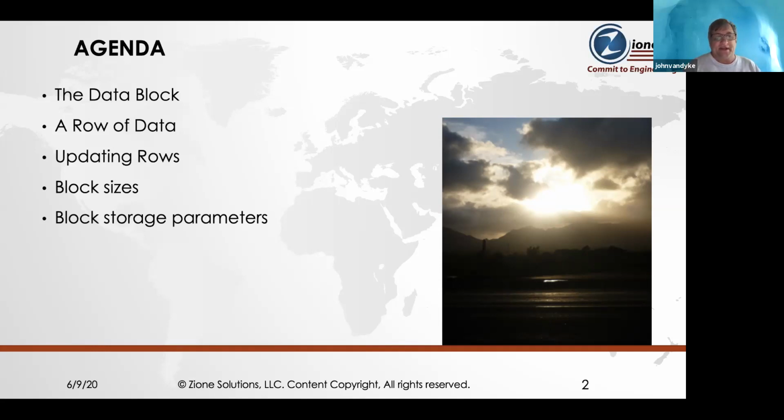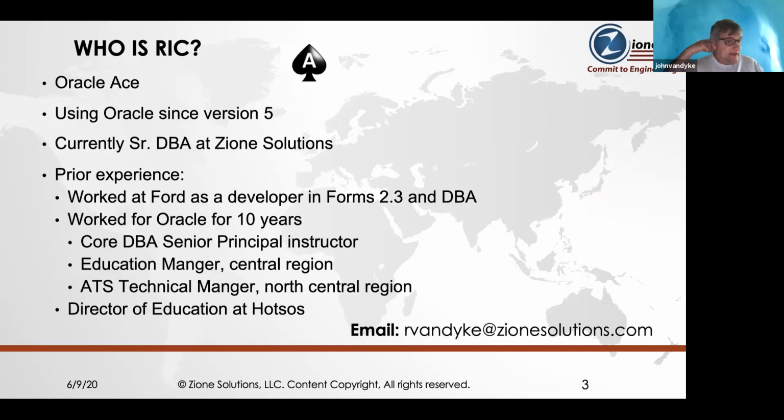So we'll talk about the data block. What's a row? What does that look like in the actual data block? What happens when you update? That's kind of interesting. And we'll get into the myth of block sizes and what about bigger versus smaller block sizes? Does that matter and all that stuff? And then some really kind of semi-esoteric stuff is the block storage parameters. That's certainly something that's becoming in a very big way kind of unimportant these days. But this is me.